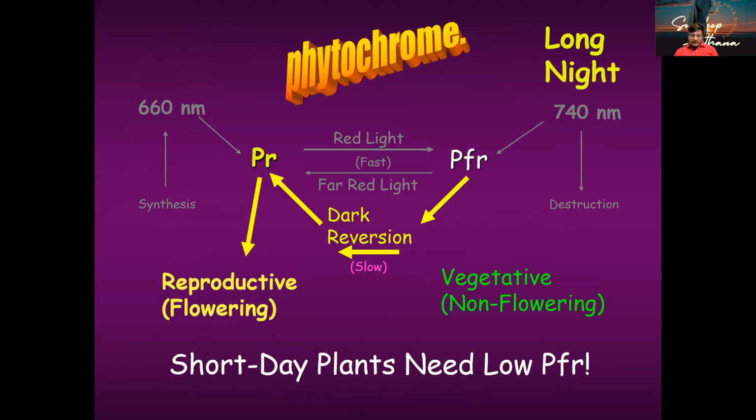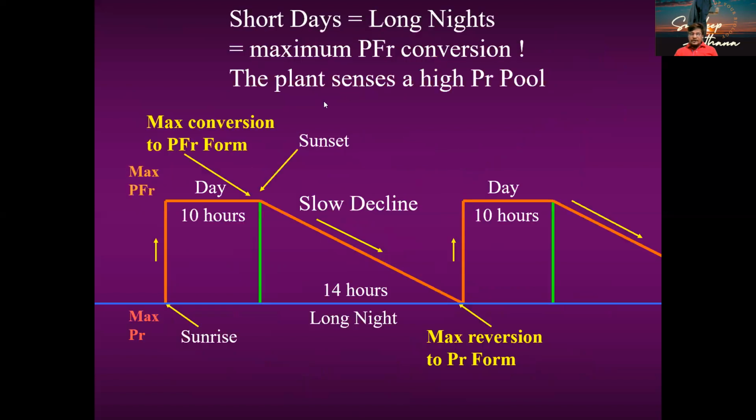So the more the PR, there'll be more flowering in the short day plant. This is a very, very important phenomenon that you need to know. And you can interlink this with, if you require PR more, that means the darker period is going to be more. So that is where you can easily decide which weather it is going to flower. So short day or the long night, maximum PFR conversion is going to happen. Just now I told you, this is how the PFR and the PR interconversion works.